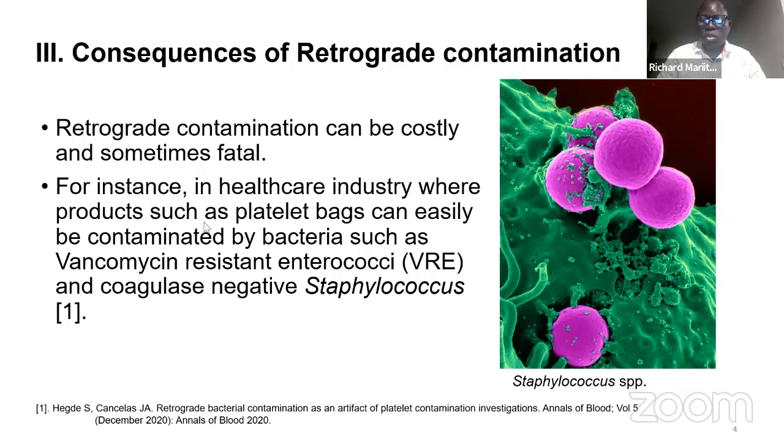For instance, what we know now from the blood transfusion industry, if platelet bags are contaminated, and it is very easy for them to be contaminated, you can have vancomycin resistant organisms like VRE being able to contaminate the bags, and retrograde contamination can occur to the extent that we're going to give patients blood that is contaminated. Now, that's not good news, because they are going to have a situation called bacteremia, and they are going to go into shock, and they will die.